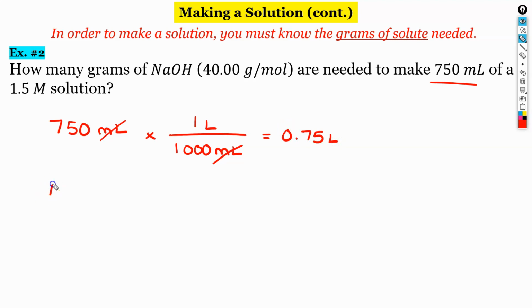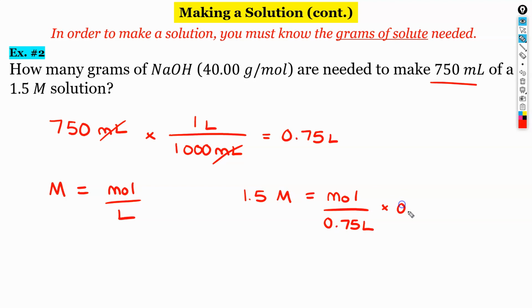All right, so again, we're using the molarity equation. We'll plug in what we know. It's asking us to make a 1.5 molar solution. It's asking us for grams, so we're going to need moles. And our volume, 0.75 liters. So we'll multiply both sides by 0.75 to get moles by itself. So 0.75 times 1.5 gives us an answer of 1.125 moles.